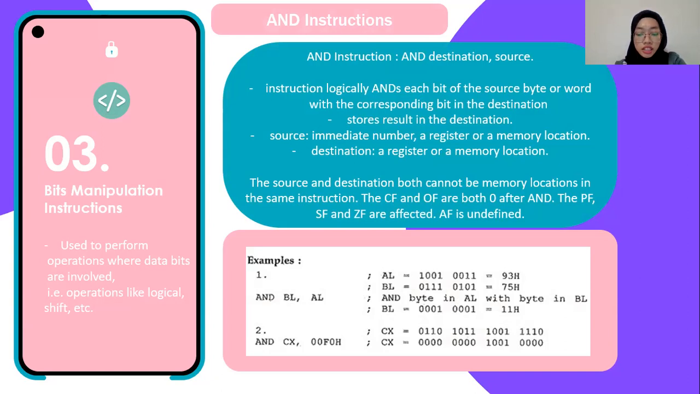The source and destination both cannot be memory locations in the same instruction. The CF and OF are both 0 after AND, and the PF, SF, and ZF flags will be affected, and therefore AF will be undefined. The example is as follows.